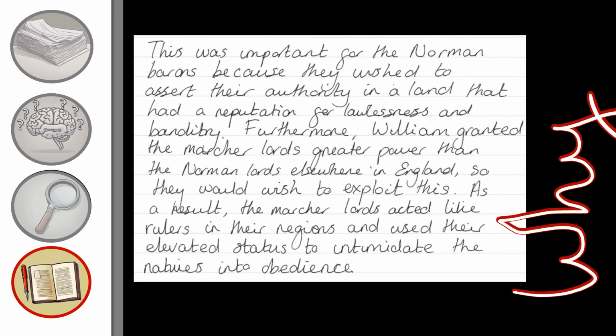So you can see here 3 clear sentences that explain just how the Norman lords, the Marcher lords especially, wanted to use those castles as a symbol of wealth and power. And it's very specific to Wales because, of course, that is the region where William granted the Norman earls the most amount of freedom.